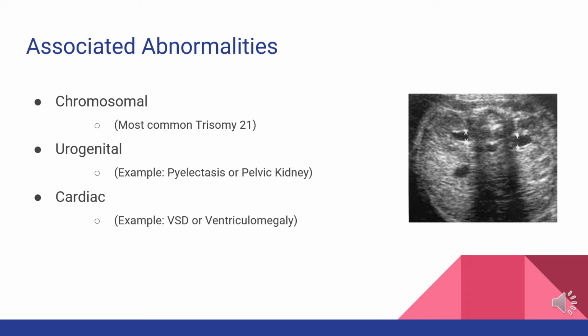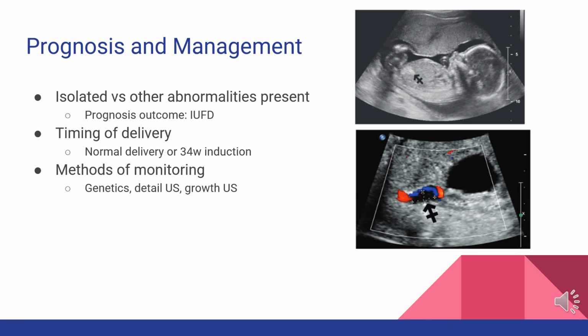Associated abnormalities documented in the literature include chromosomal, urogenital, and cardiac. These abnormalities tend to be present in 1/3 of FIUVV cases and are accompanied by a positive soft marker. One meta-analysis found 6% of fetuses diagnosed with FIUVV also had chromosomal abnormalities, most commonly trisomy 21. A different study found urogenital abnormalities to be the most common associated abnormality with FIUVV, and they also documented cases of cardiac abnormalities. On the right is an example of fetal pyelectasis.